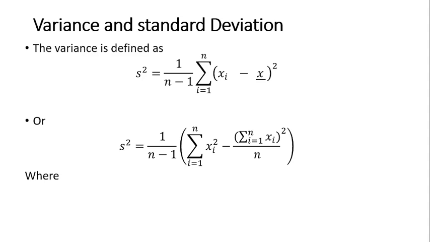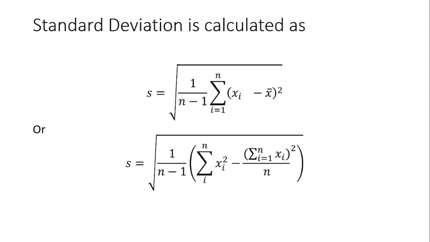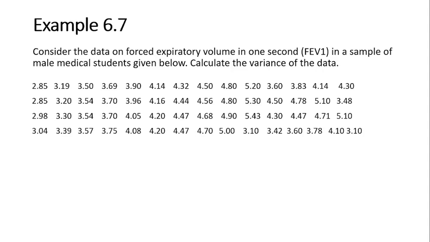Here n is the sum of all the fi, as we've seen in the previous classes. The standard deviation is the square root of the variance. So you take the square root of the first formula, or you take the square root of the second formula, and that will give you your standard deviation. So let's look at that example.